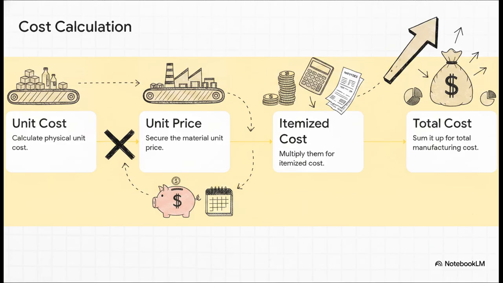To properly translate that physical efficiency into actual financial savings, the source outlines a very literal, strict sequence. Step 1, calculate the physical unit cost. Literally, how much stuff did we use per item? Step 2, secure the material unit price for that specific time period. Step 3, multiply those two together for your itemized cost calculation. And finally, Step 4, sum it all up for the total manufacturing cost. By sticking to this exact sequence, you ensure absolute data integrity. It proves your savings came from real, hard-earned efficiency, not just some lucky break in the global supply chain.